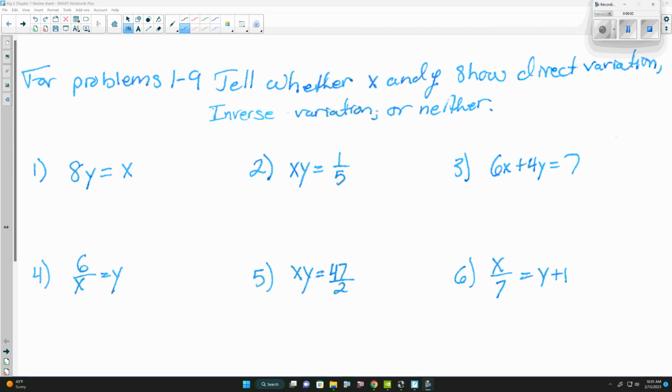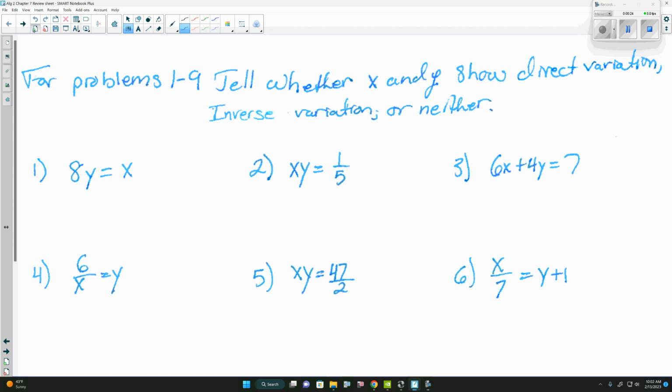Alright, guys. So review sheet's out. So first thing we're going to do is look at problems 1 through 9. Tell whether each function or each equation is direct, inverse, or neither.